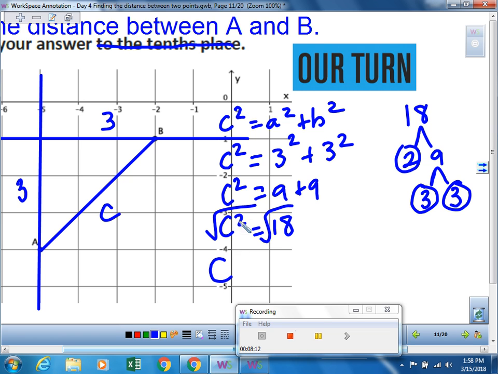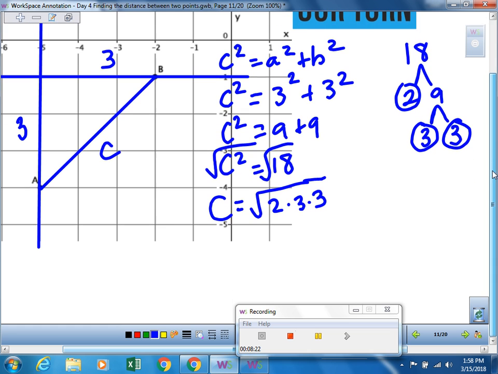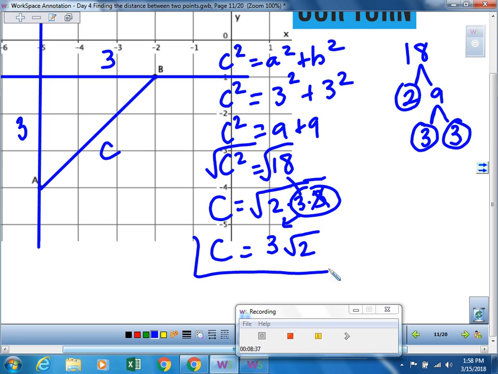Square root of C squared is C. And I can put 2 times 3 times 3. Do I have 2 equal factors here? Right here. So I'm going to take 1 out, get rid of 1. What's left? 2. So C equals 3 times the square root of 2. So not too bad, right? Not too bad.